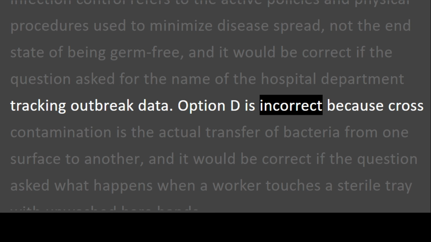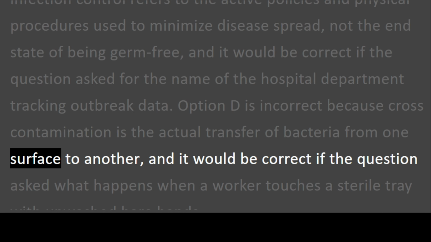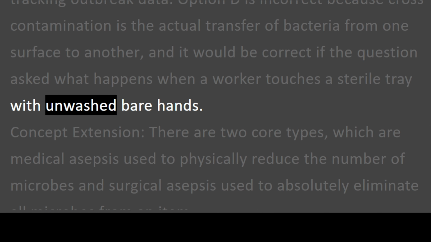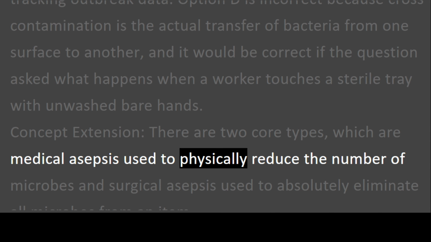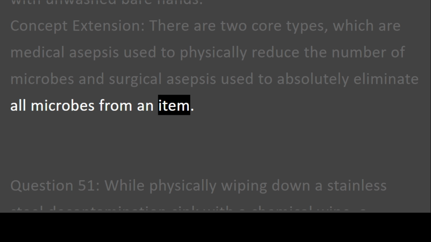Option D is incorrect because cross-contamination is the actual transfer of bacteria from one surface to another, and it would be correct if the question asked what happens when a worker touches a sterile tray with unwashed bare hands. Concept extension: there are two core types, which are medical asepsis used to physically reduce the number of microbes and surgical asepsis used to absolutely eliminate all microbes from an item.